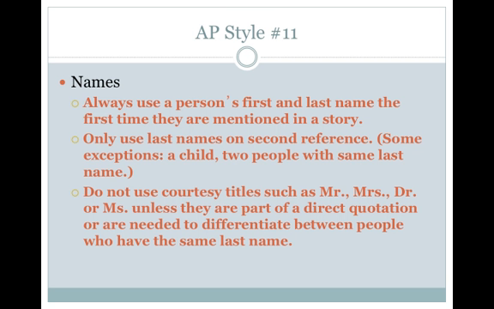So with names, you use a person's first and last name the first time they are mentioned in a story. After that, you default to their last name for every subsequent reference. So on second reference, third reference, etc. Sometimes we make exceptions if it's a child, a 6-year-old, you're probably not going to call him or her by their last name throughout the story. Or sometimes if you have two people with the same last name, you're interviewing a family, you might use first names throughout just to avoid confusion.